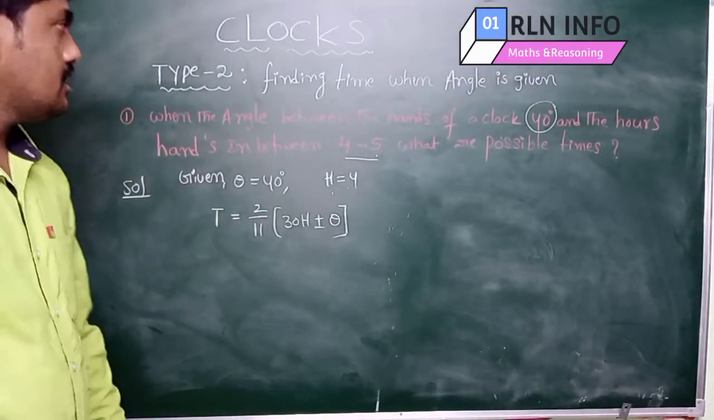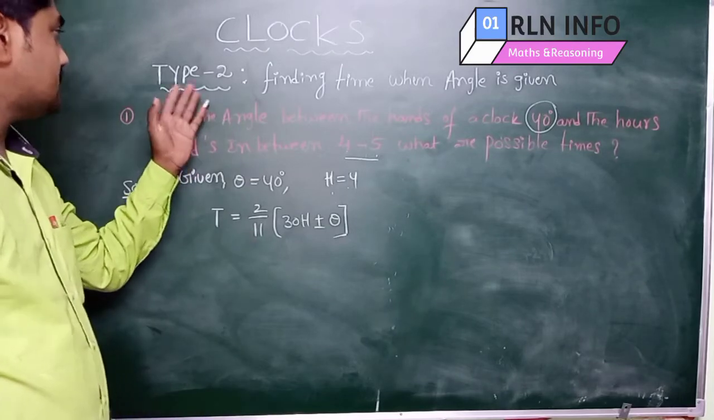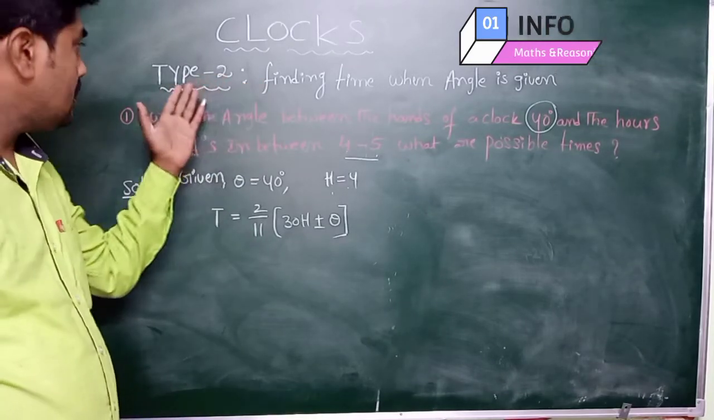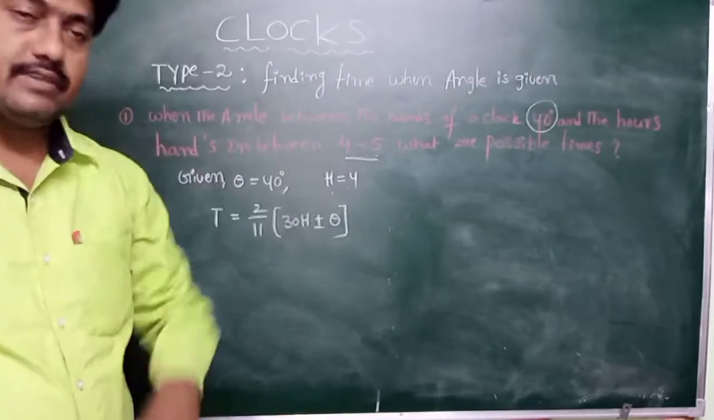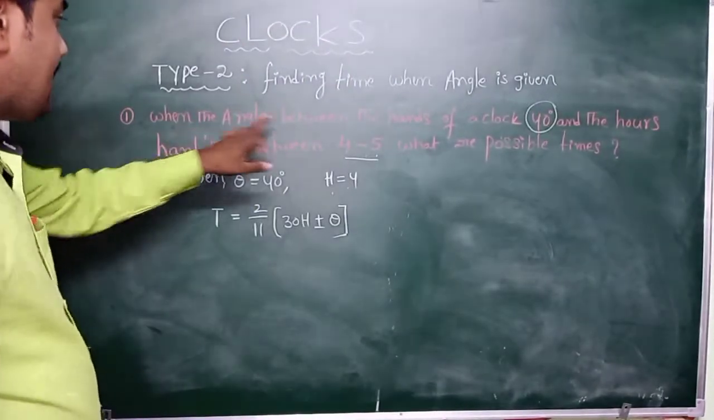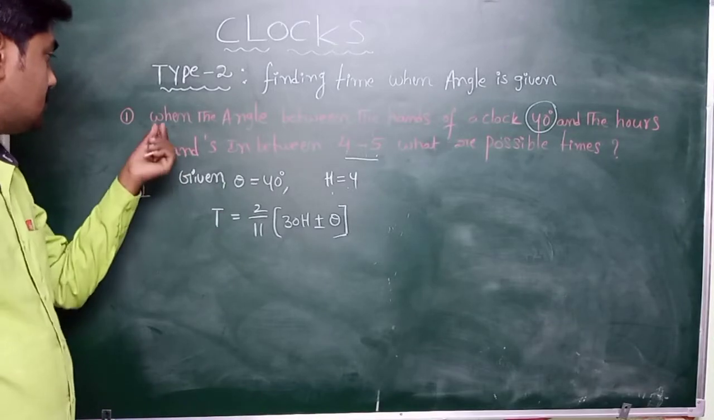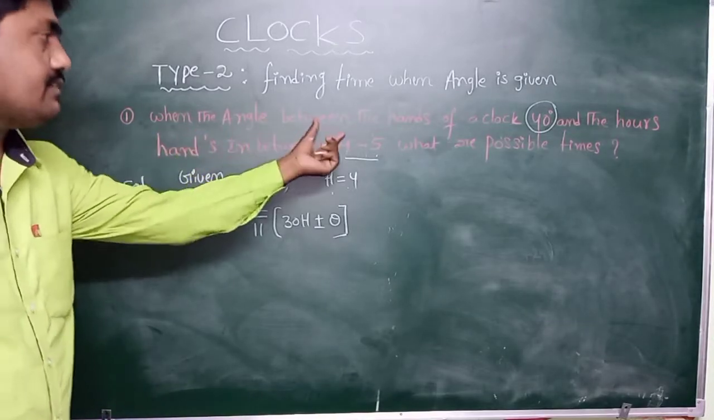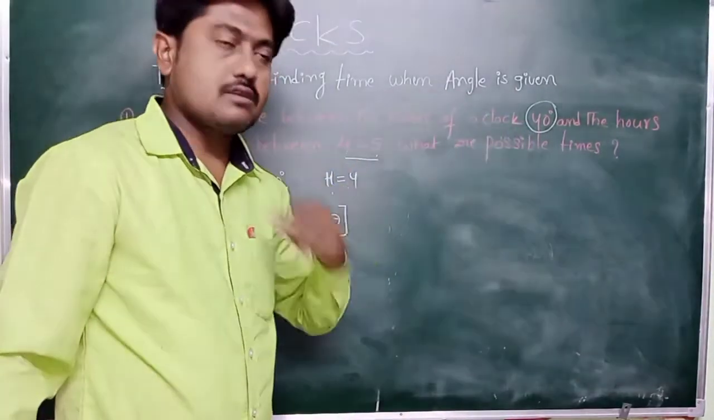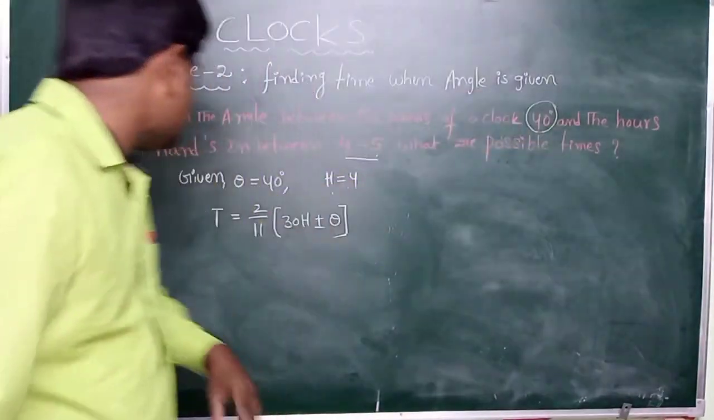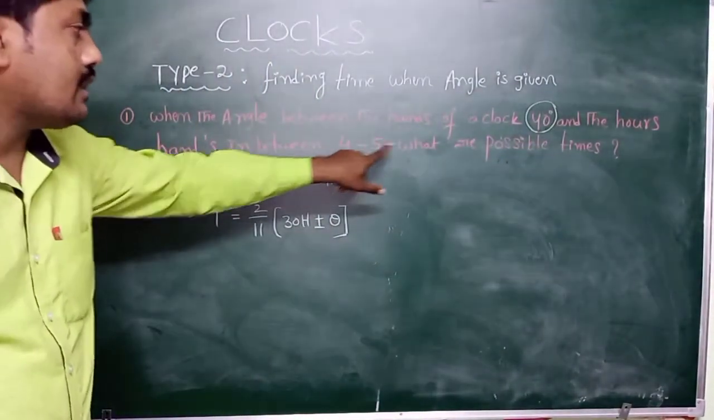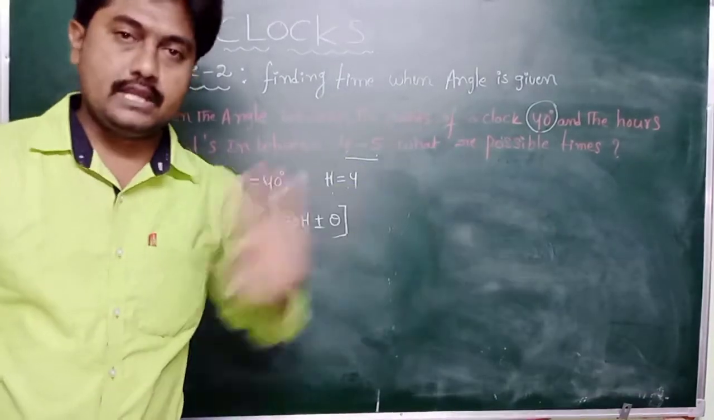Hello students. Before this video we discussed type 1. Now type 2: finding the time when the angle is given. Let me take one example. When the angle between the hands of a clock is 40 degrees and the hour hand is between 4 and 5, what are the possible times?